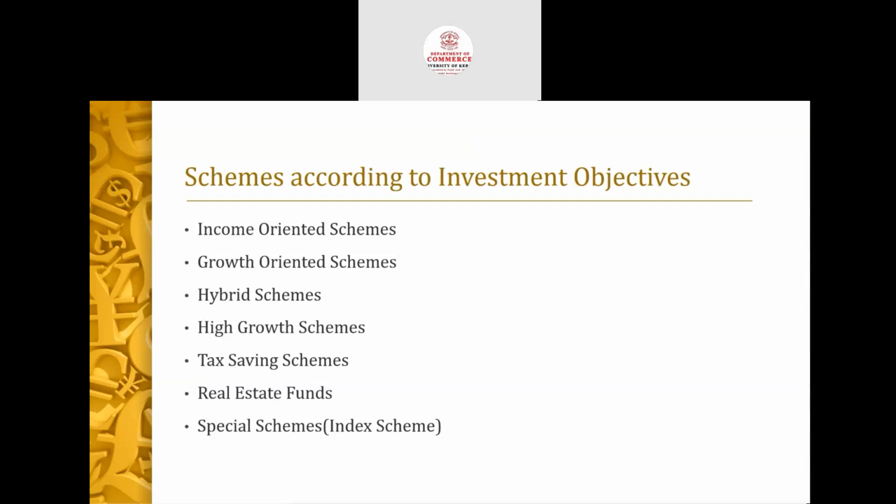Then there are hybrid schemes, which are a combination. They try to give regular income as well as a higher growth rate. Then we have tax saving schemes. You might be aware that tax regulations offer various deductions. ELSS, equity linked savings schemes, is one of them, and we also have pension schemes. These come under tax schemes. Each and every scheme has its own objective and tries to fulfill it.